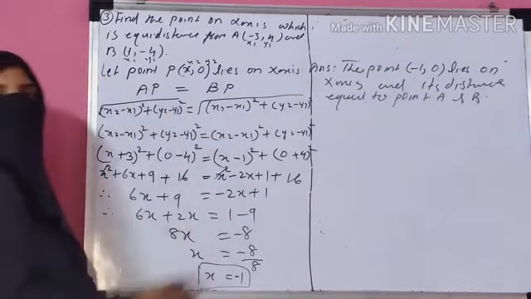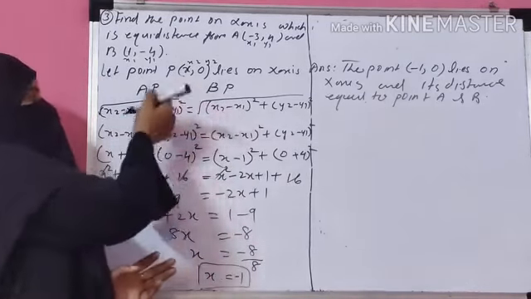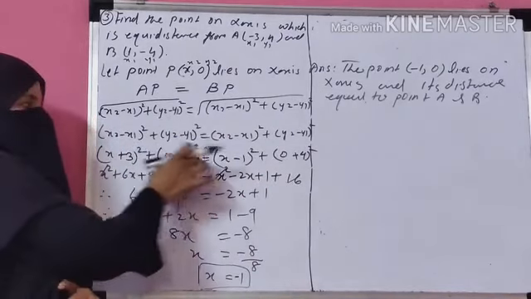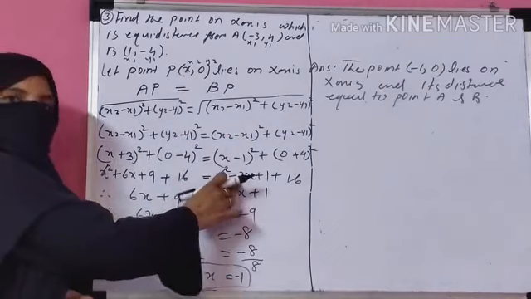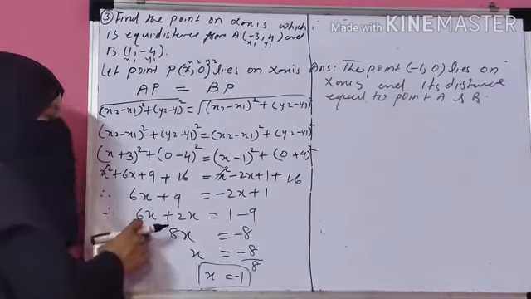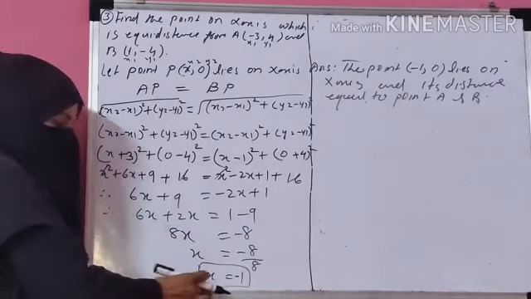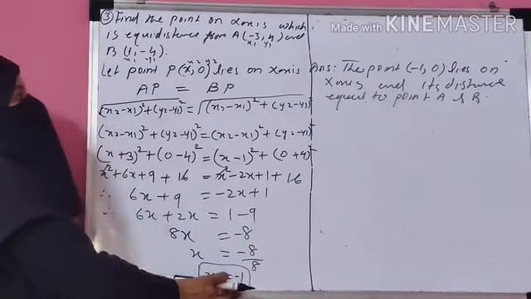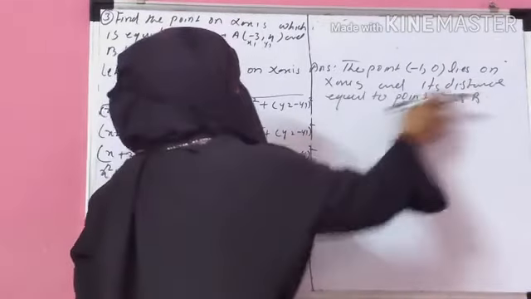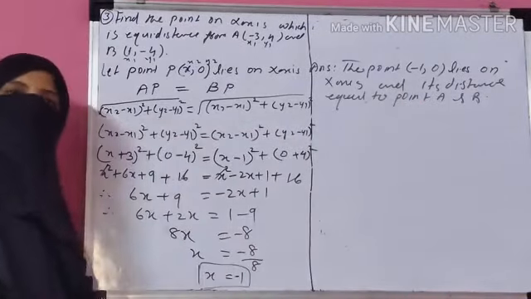Now apply the distance formula, then the root gets cancelled. Substitute the values and apply the whole bracket square formula. After applying it, shift the variable part to one side and the number part to the other side. Then you get the x value as minus 1. So your point (minus 1, 0) lies on the x-axis and is equidistant from points A and B.